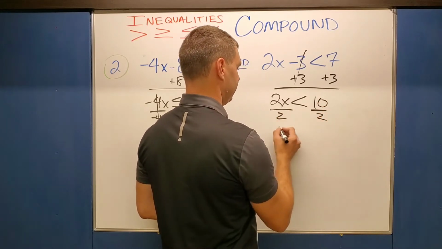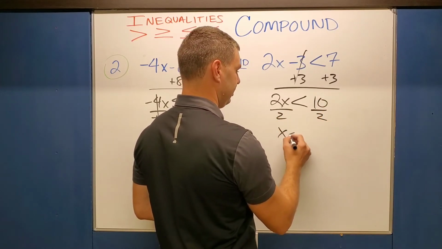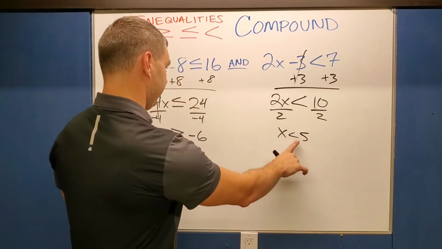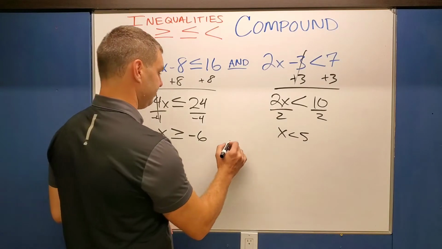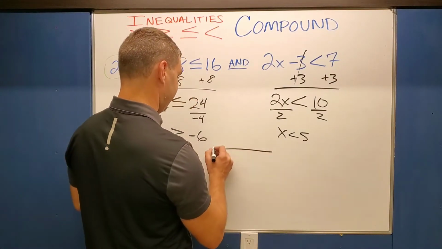Then all I have to do on this one is divide by 2, and of course x is just less than 5. All right, so now those are pointed towards each other, which is good because this is going to be an "and" compound inequality. So that's our solution, our graph of this.